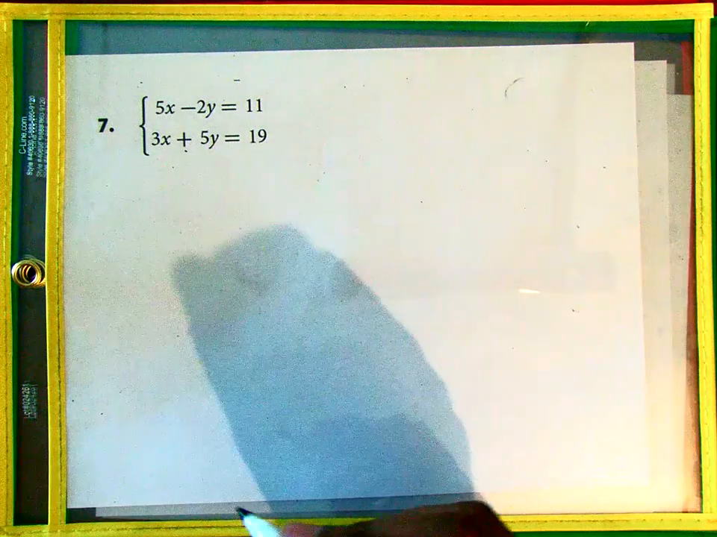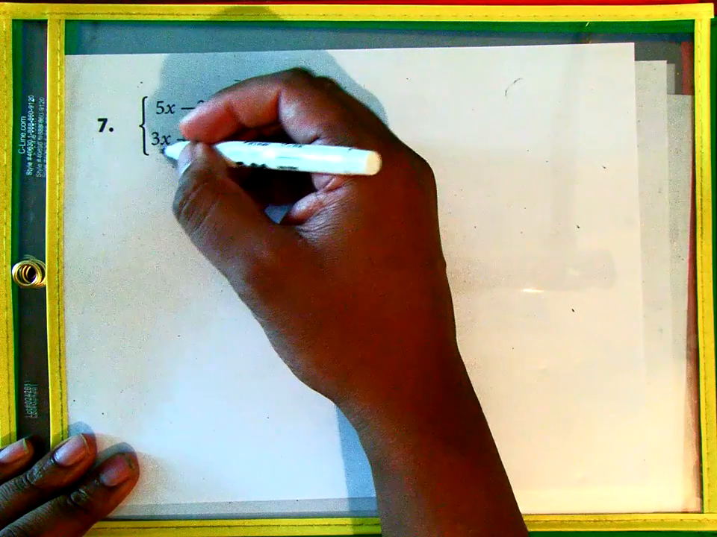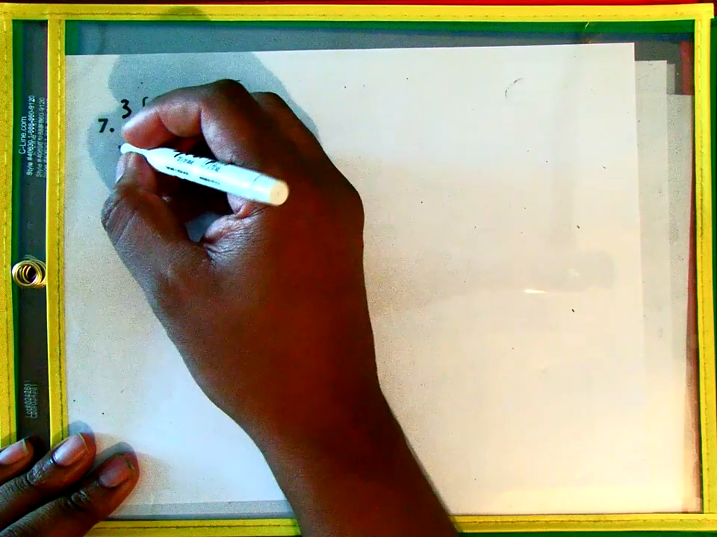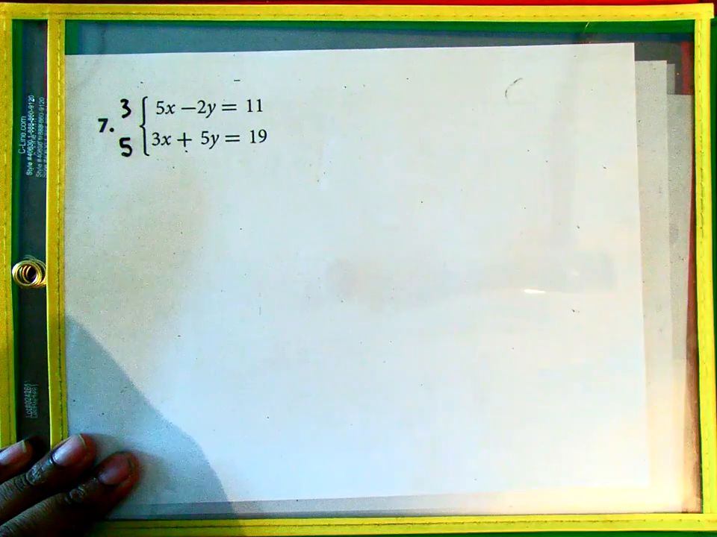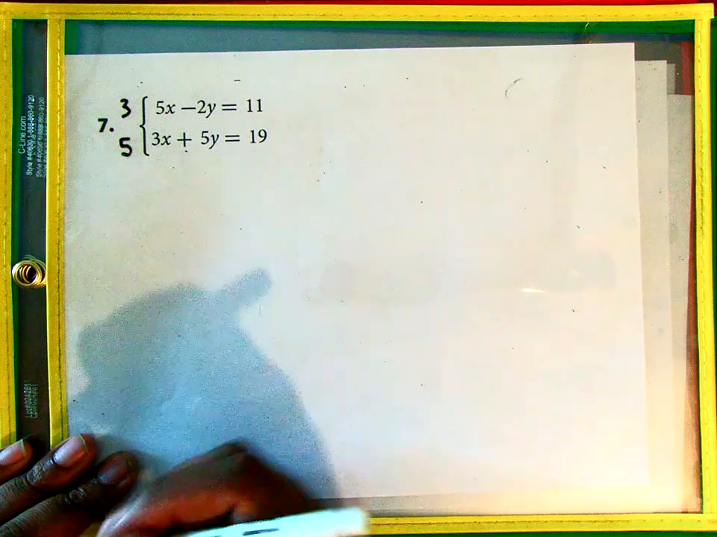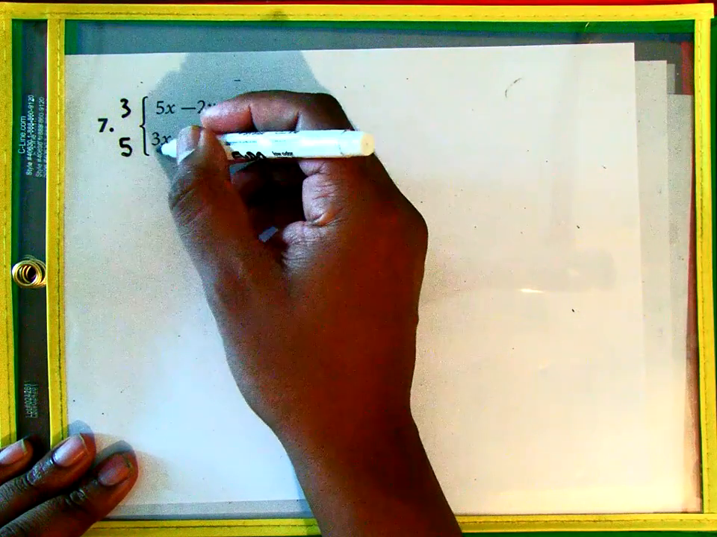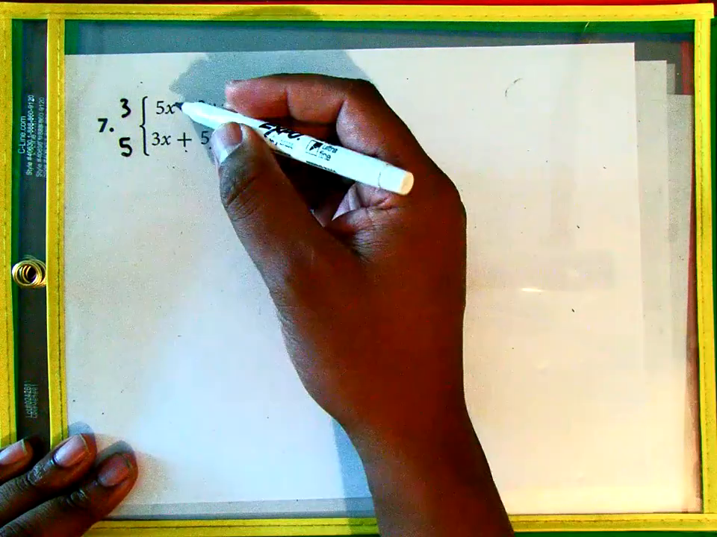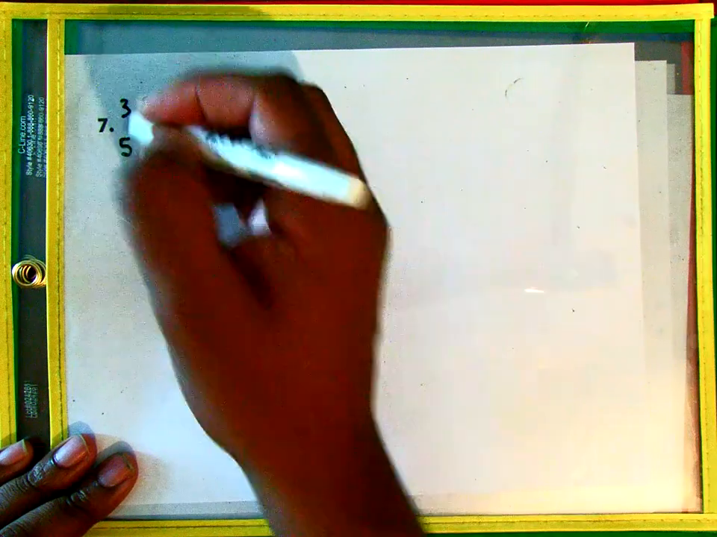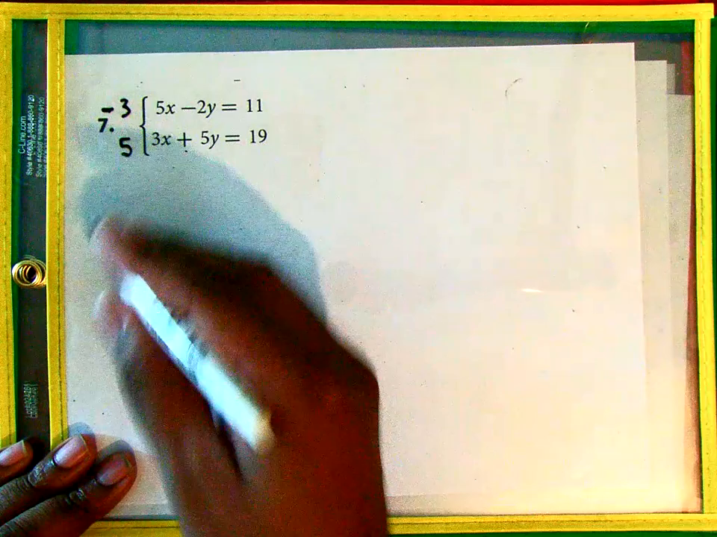This is what I want you to do. Always take the x term, take the second equation's coefficient and put it up here, and take the first equation's coefficient and put it here. Do that every single time. Then, when you multiply, you're going to get the exact same number. In this case, it's going to be 15. Now check to see if they're both negative or both positive. If so, make one of them negative. And then just go from there.